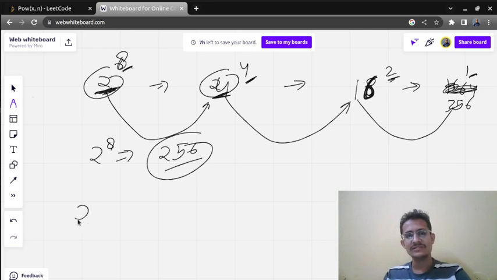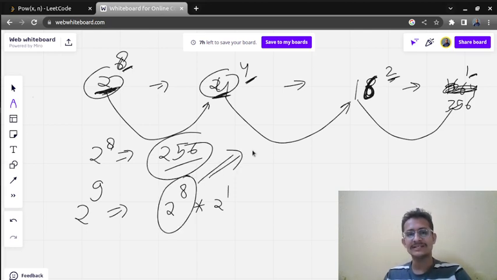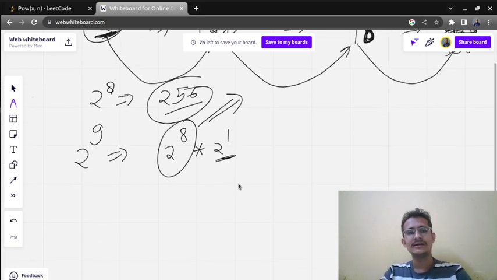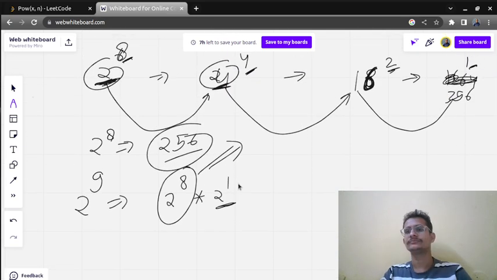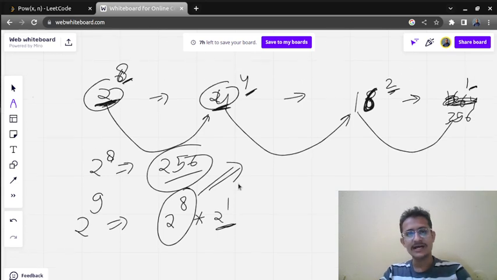But as we have seen, if it is 2 to the power 9, how are we going to solve this problem? We are going to solve it like this: 2 to the power 8 into 2 to the power 1. Now we know that 2 to the power 8 can be solved by this method, and at the end we will multiply with 2 to the power 1. Okay, this is the approach.